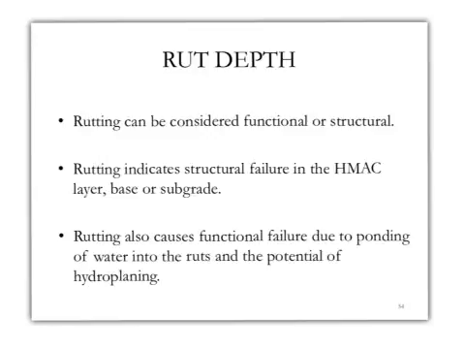So the question that we need to ask ourselves here is really, is rutting considered to be a functional or a structural index? From one perspective, rutting indicates a structural failure in the hot mix asphalt layers, either the top layer or the base and the subgrade. But on the other hand, rutting also can cause functional failure due to ponding of water in the ruts and potentially also hydroplaning. So you can really say that rutting would fit into both functional as well as structural failure of pavements.